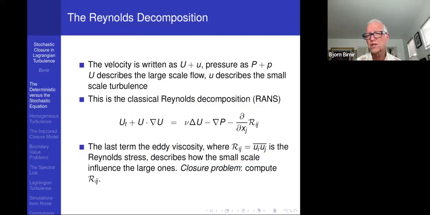Now, what one can do is apply the classical Reynolds decomposition. So you can decompose the velocity and the pressure. And then we get the classical Reynolds model, or RANS, for the large scales in the flow. And the last term there is the eddy viscosity, where R is the Reynolds stress, and that describes how the small scales in the flow influence the large ones. And the closure problem that I want to address by using a stochastic equation is to compute the Reynolds stress.